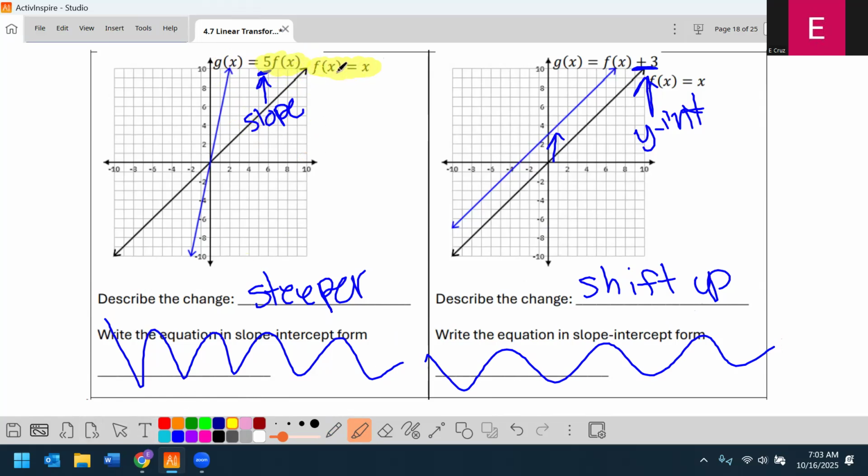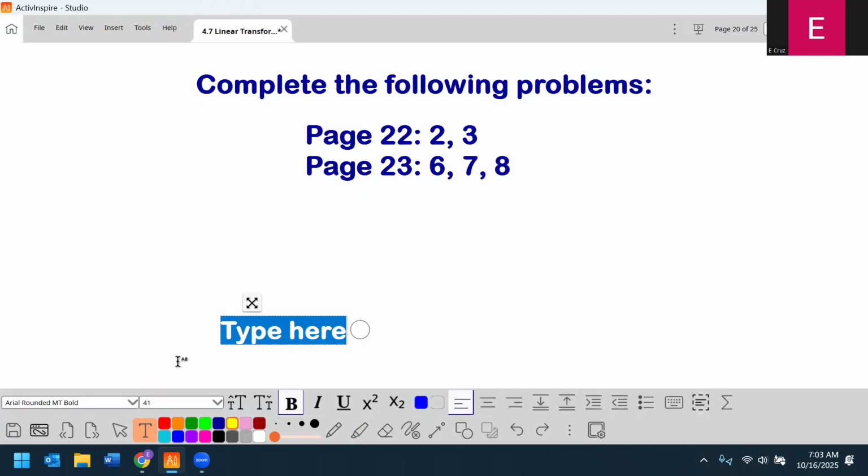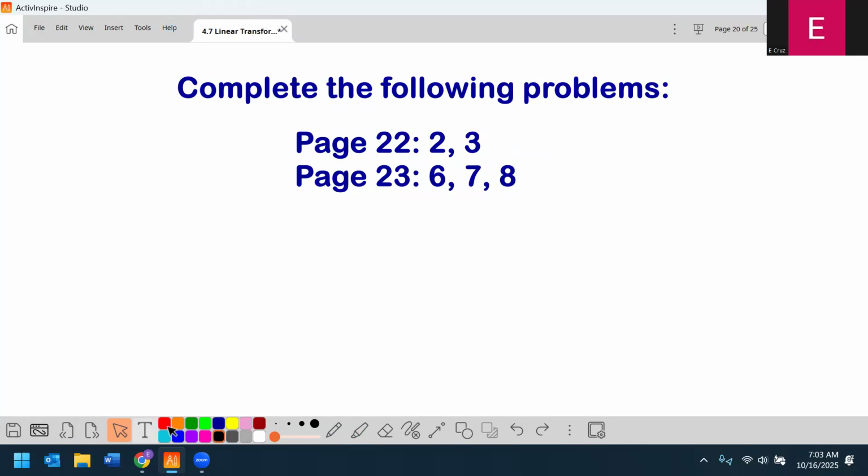Okay, so now that you know that this thing, f of x, is the exact same thing, you are going to finish the problems on page 22, 2 and 3, on page 23, 6, 7, and 8. Pages 22 and 23 should be completed by the end of today. And then you would work on your homework, the 4.7.